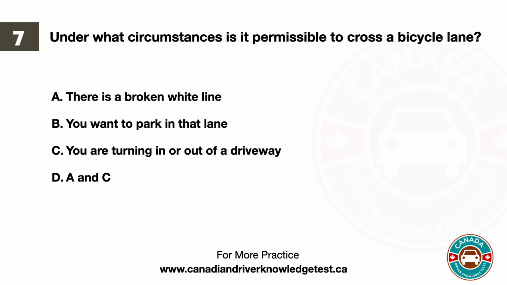Question 7. Under what circumstances is it permissible to cross a bicycle lane? A. There is a broken white line. B. You want to park in that lane. C. You are turning in or out of a driveway. D. A and C. The answer is D. A and C.